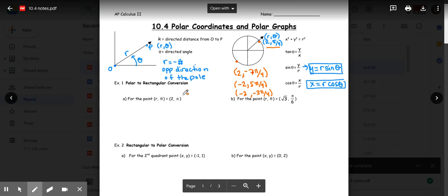So we're going to practice example 1, taking it from polar and bringing it back to a rectangular conversion. Rectangular would be x comma y.